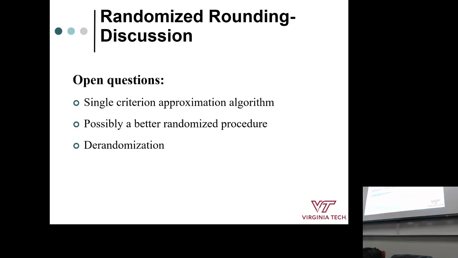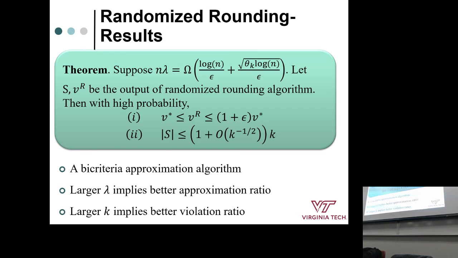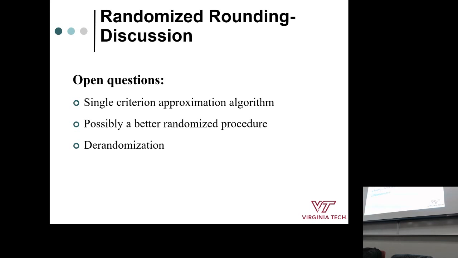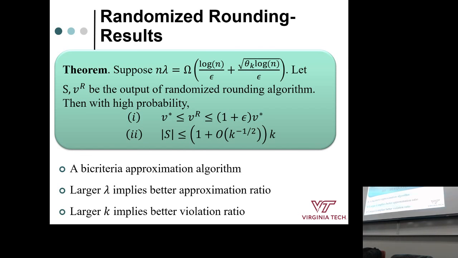But again, this algorithm is a little bit problematic because it's not single criteria. By doing this procedure, you might choose more than k elements, p features. Okay, this might be problematic. And so maybe you would like to design some better randomized algorithms and have some single criteria approximation. Okay, so we would like to get rid of this constant here. We just want to enforce this subset size less than k strictly. This is our goal because we don't want to violate it. Right? We don't want to choose too many features.